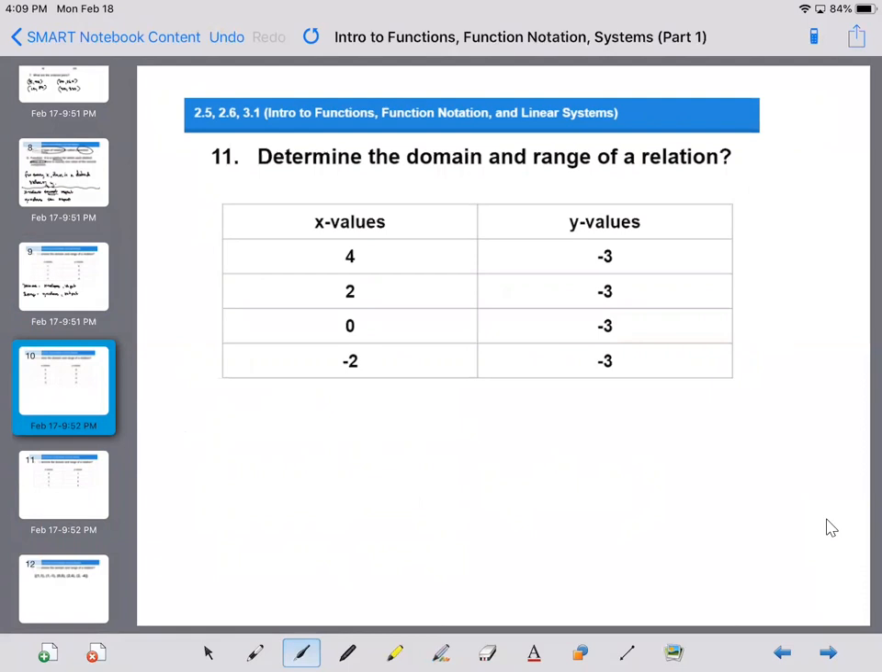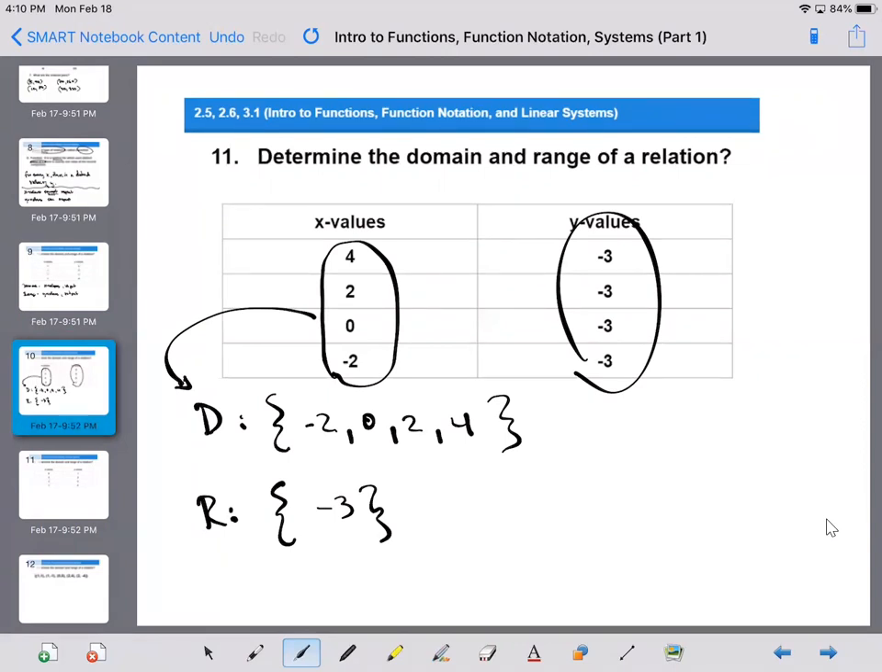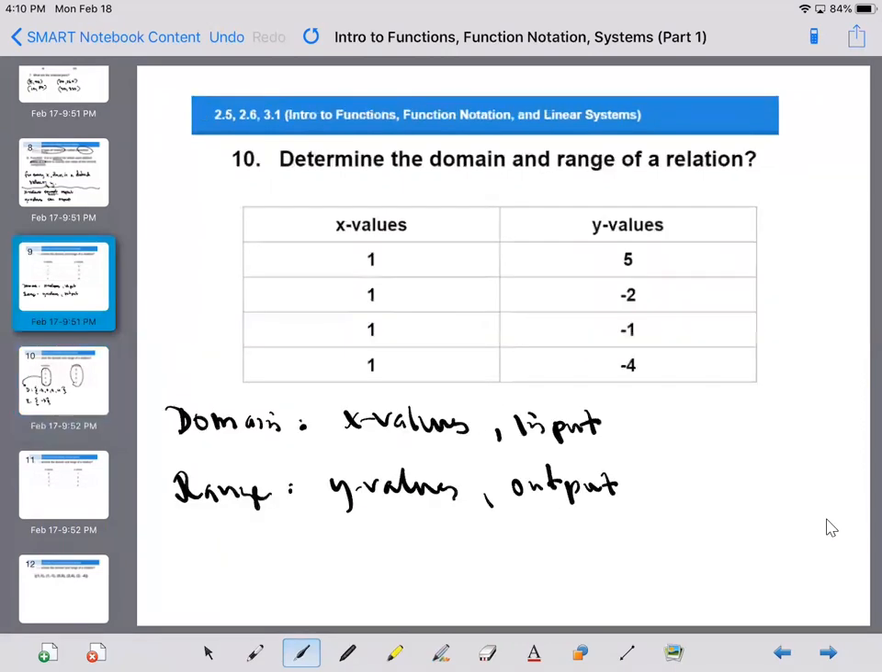So your domain and range here, we could say D colon and then my set, and I would go from smallest number to largest, so -2, 0, 2, 4 would be my domain. So I'm listing my x values to represent my domain. My range would be in the set of just -3. So we can have the y values repeat, but I would only write it one time. And let me back up to this screen here.